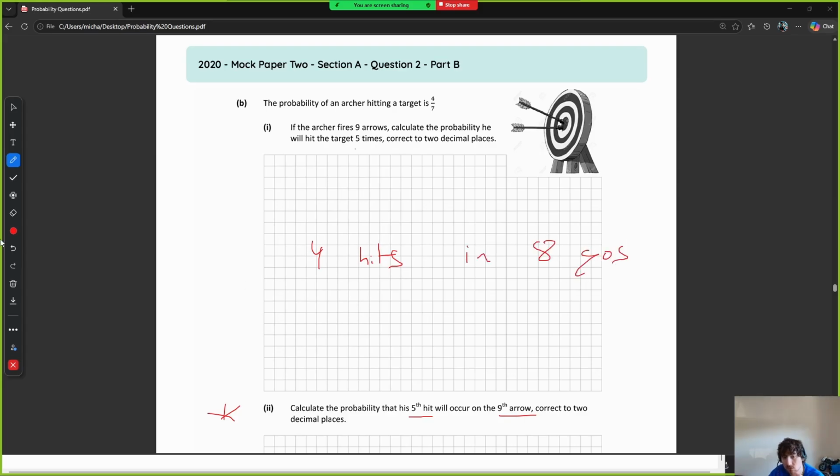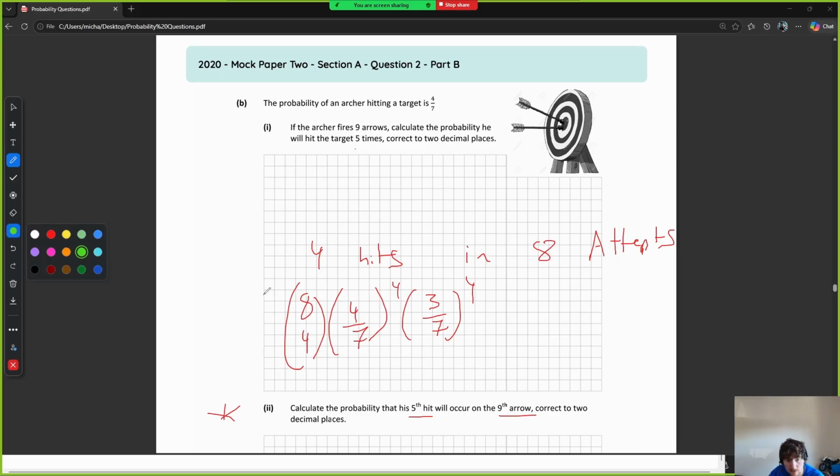Right? 8 goals. In 8 attempts, you could say as well. And then on the ninth attempt, he'll get a hit again, okay? So the way we do this is in 8 attempts, we get 4 successes. A probability of success is a hit, so that's 4/7. That's the power of 4. And then failure, we want 4 failures as well. Okay, so that there is literally what it says on the tin. This is the probability of getting 4 hits in 8 attempts.